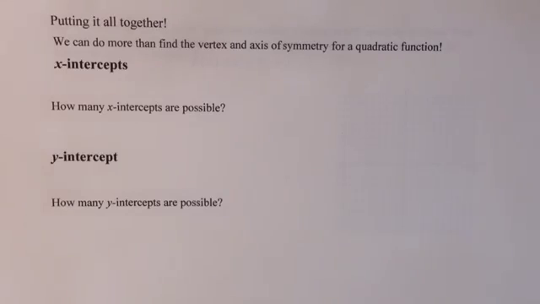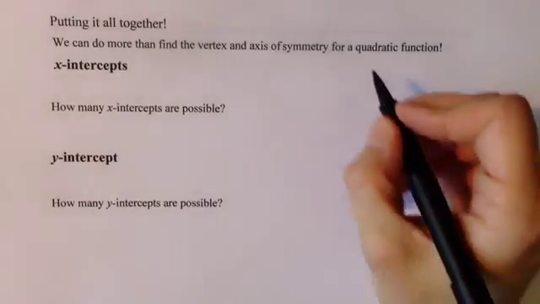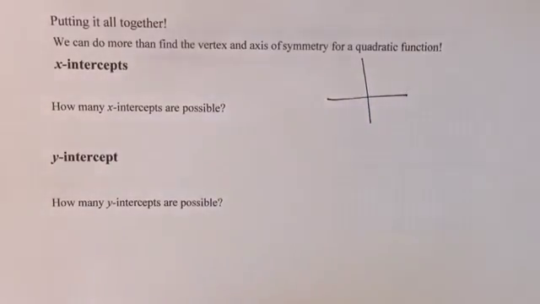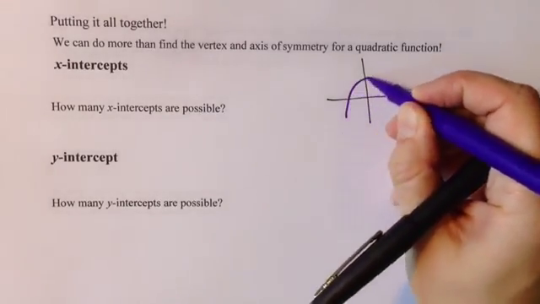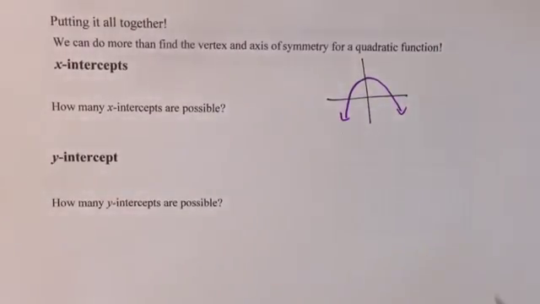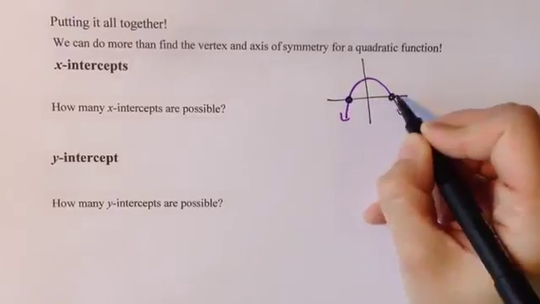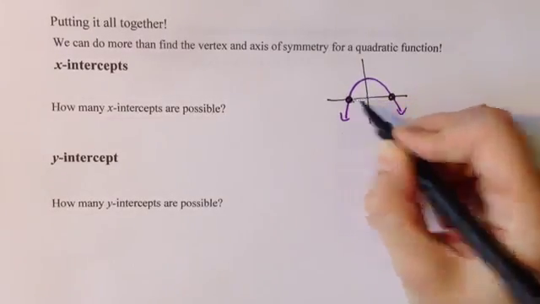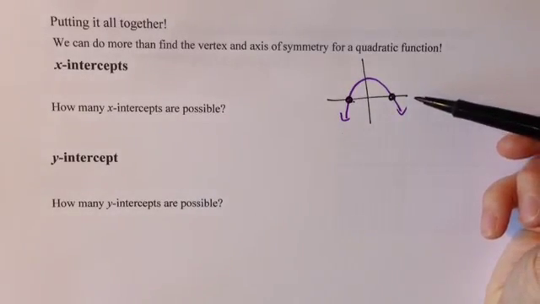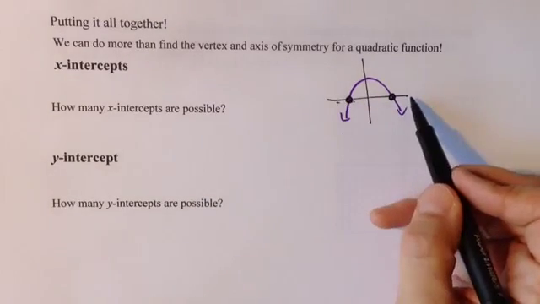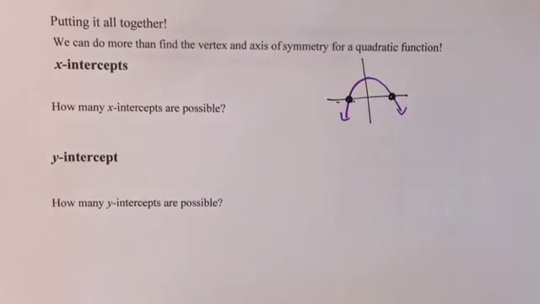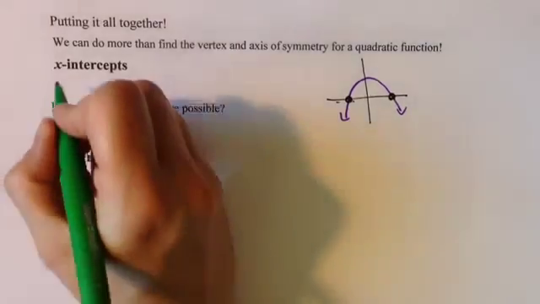Finally, we can do more than find the vertex and the axis of symmetry for a quadratic function. We can find the x-intercepts and the y-intercepts. I want you to think about the process of finding the x-intercepts from an equation. Over here on a graph, if I have some parabola and it crosses the x-axis somewhere, the x-intercepts are the values of those x-coordinates. But what's the y-coordinate at that point? If I'm here on the x-axis, the value of y is 0.